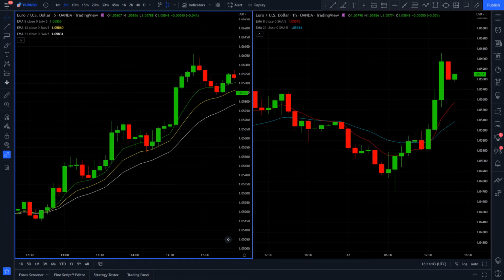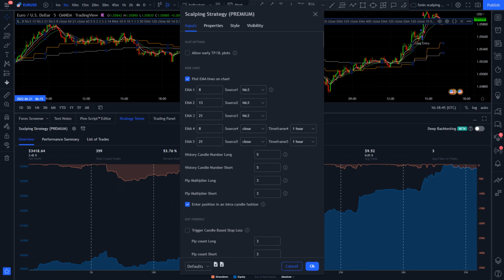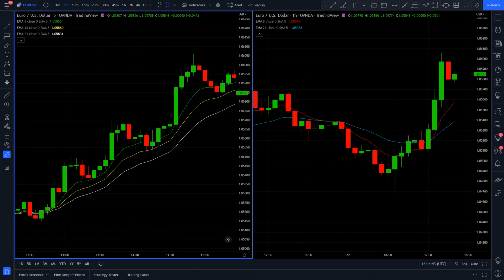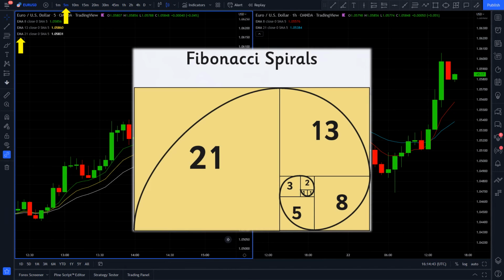The 5-minute scalping strategy only uses 5 different exponential moving averages to execute trades. If we open up the strategy script, you can see and customize the 5 different EMAs on the top. These EMAs are set according to the original strategy. In the original strategy, the first 3 EMAs are used on the 5-minute chart and their lengths are 8, 13 and 21. These numbers are part of the Fibonacci sequence, which is widely respected in all areas of science and finance and can be found in nature also.